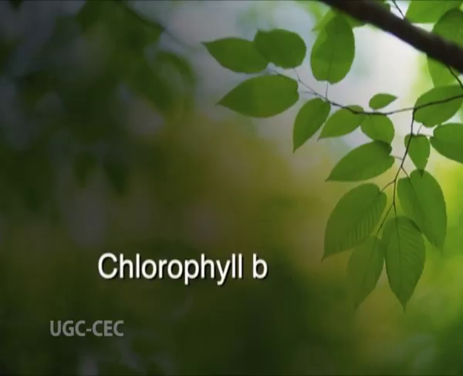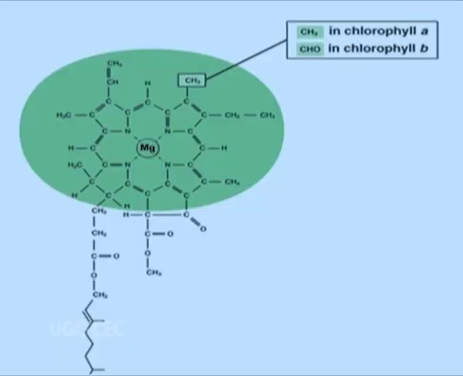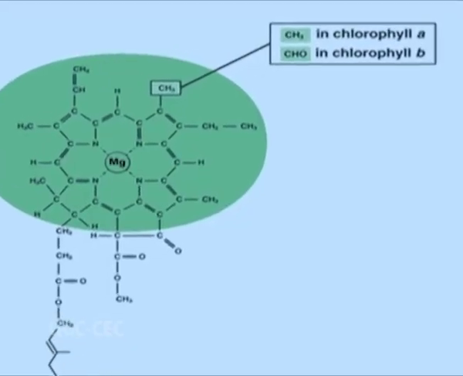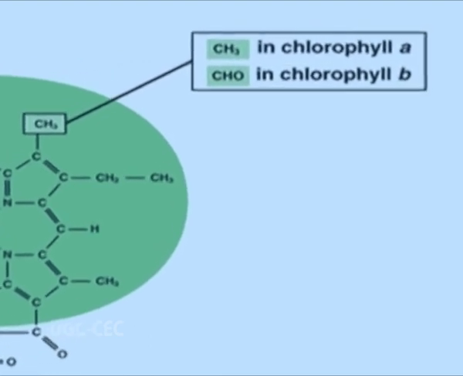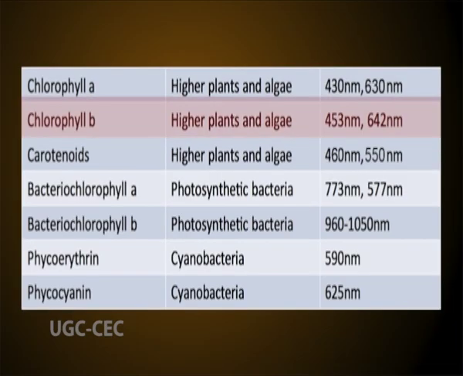Chlorophyll B. This molecule has a structure similar to that of chlorophyll A, except for a formyl group at C7 instead of a methyl group. It absorbs light of 453 nanometers and 642 nanometers maximally. It is not as abundant as chlorophyll A and probably evolved later. It helps to increase the range of light a plant can use for energy. It occurs only in green algae and green plants.